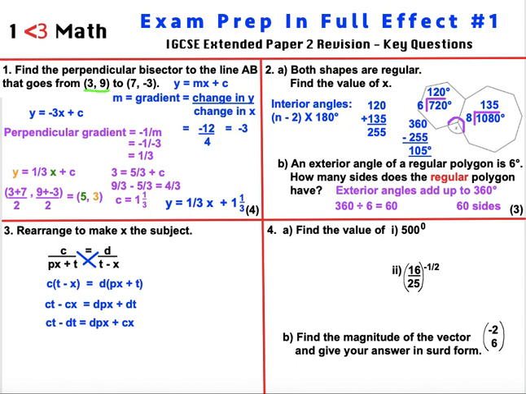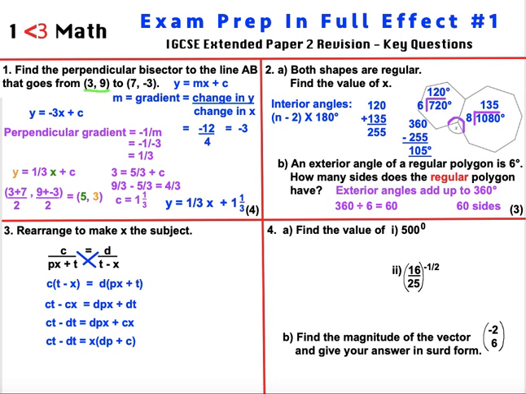ct minus dt, because we've minus dt from both sides, equals dpx plus cx, because we've added cx to both sides. Now, we've still got a problem, because on the right-hand side, we've got dpx plus cx. We've got x's there in each term, but we can factorize. So our next line of working out would be ct minus dt equals, we factorize the right-hand side, so we've just got x, open bracket, dp plus c, close bracket.